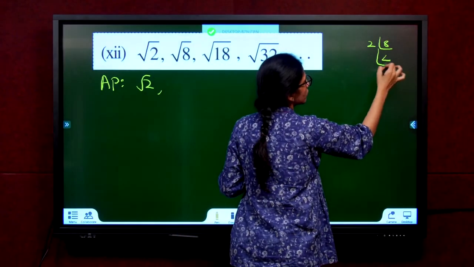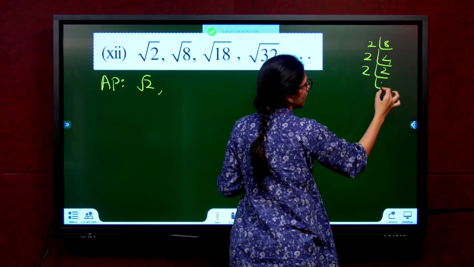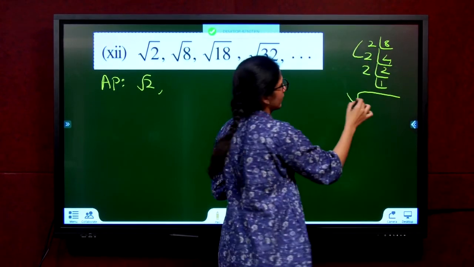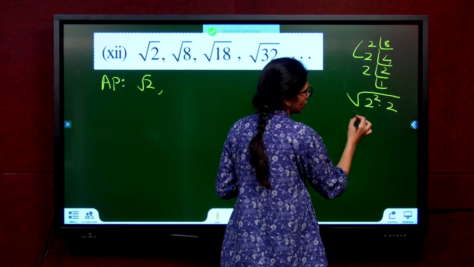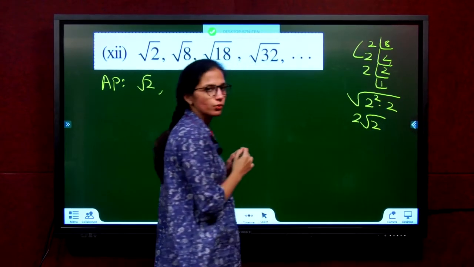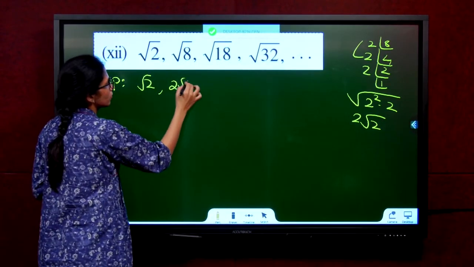8: 2 4s are, 2 2s are, 2 1s are. Group in pairs. 8 is 2 square into 2. 2 will come out, 2 root 2. So this is 2 root 2.